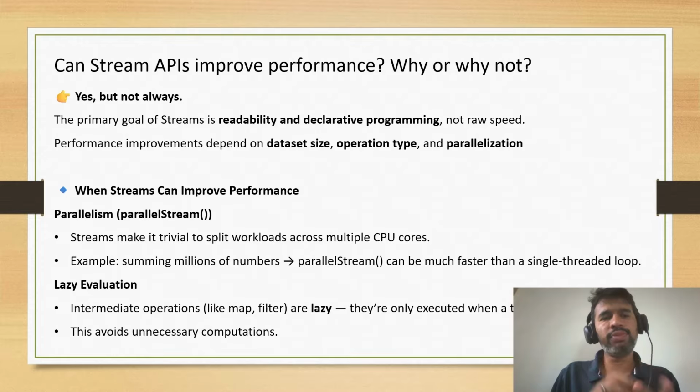Performance improvement completely depends on the data set size, the operation type you're performing, and the parallelization. Three aspects are important. So when can streams improve performance? Parallelism: streams make it trivial to split the workload across multiple CPU cores. If you use parallel streams, they split the work and run it on multiple cores of the CPU, which is faster in nature. Streams are also lazy in nature. Once you add the terminal operation, only then will the intermediate operations be executed, which avoids unnecessary computations.